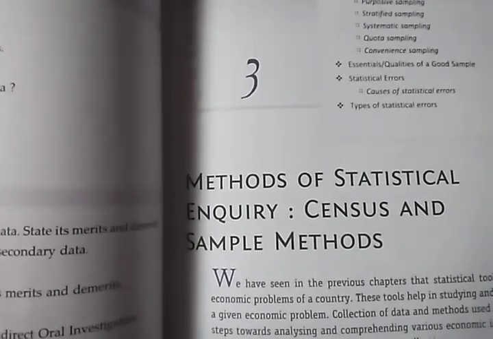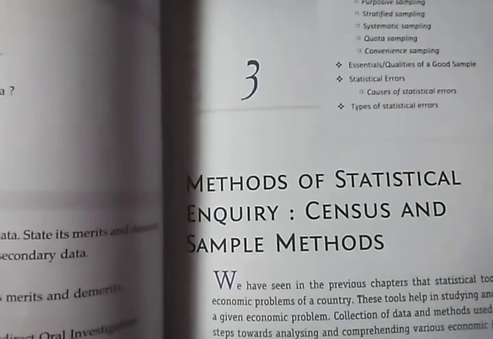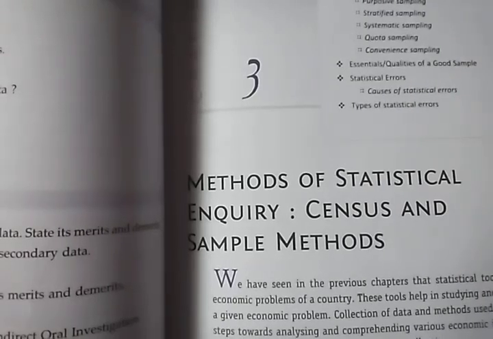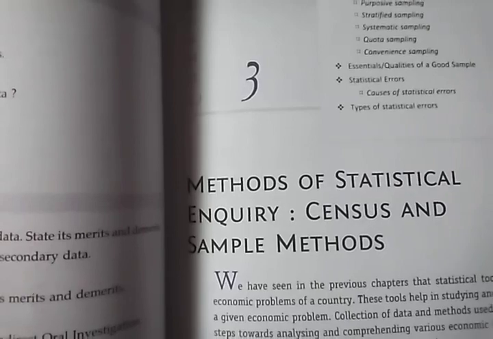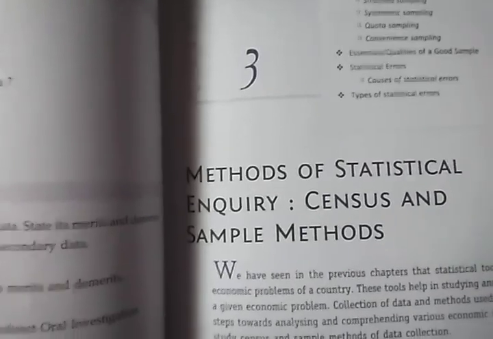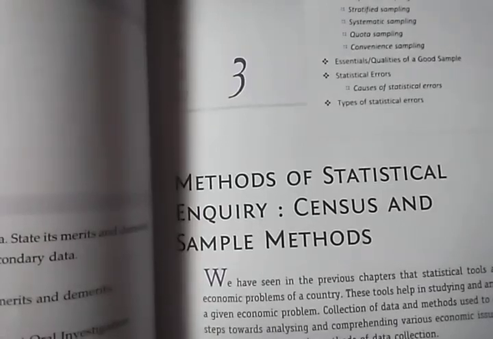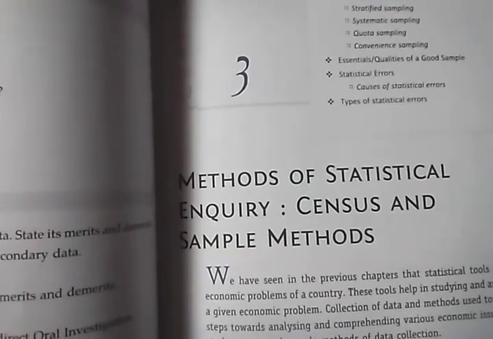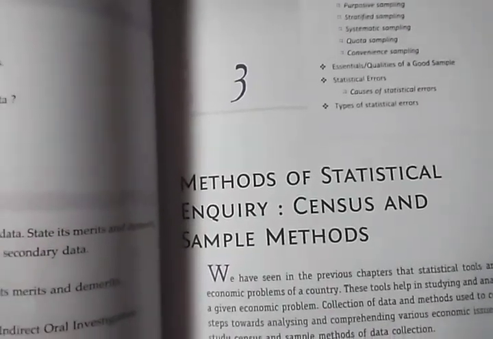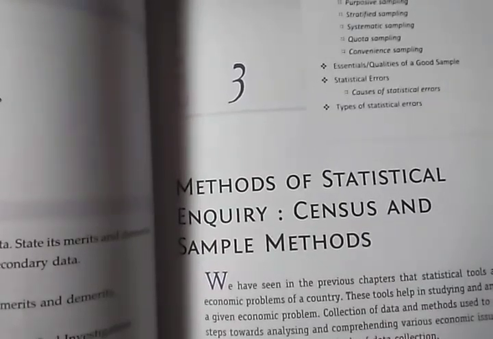First of all, the census method means that each and every item is taken into account and studied, and no item is excluded from the study. And in the sample method, from a group of items we take some sample and then we study it. So let us give an example.